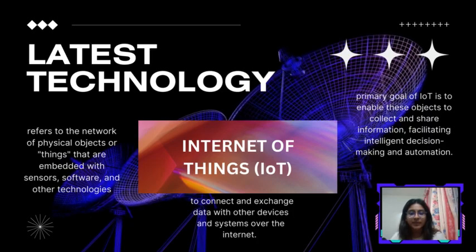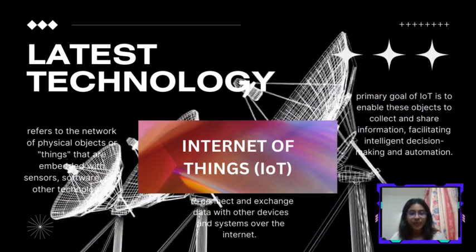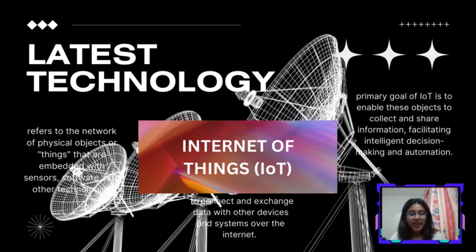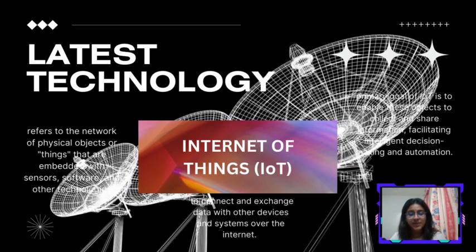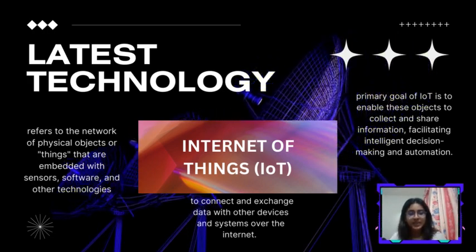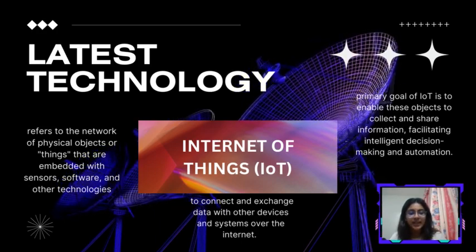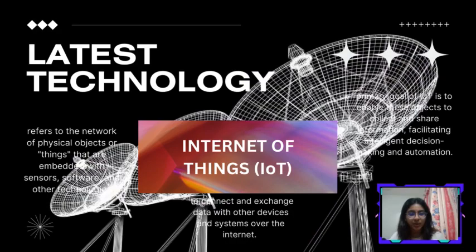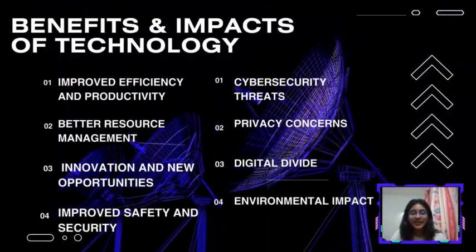It refers to the network of physical objects or things that are embedded with sensors, software, and other technologies to connect and exchange data with other devices and systems over the internet. The primary goal of IoT is to enable these objects to collect and share information, facilitating intelligent decision making and automation. There are a few benefits and impacts of this IoT technology.